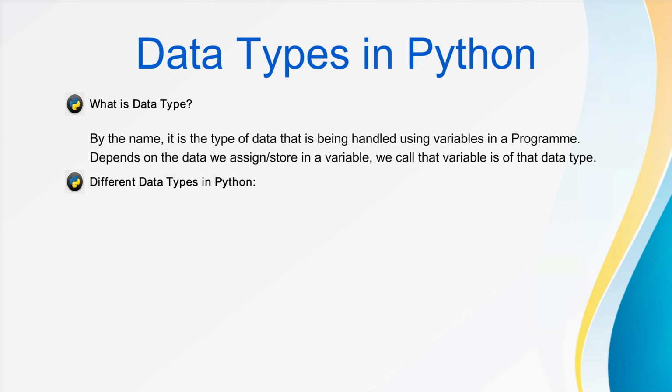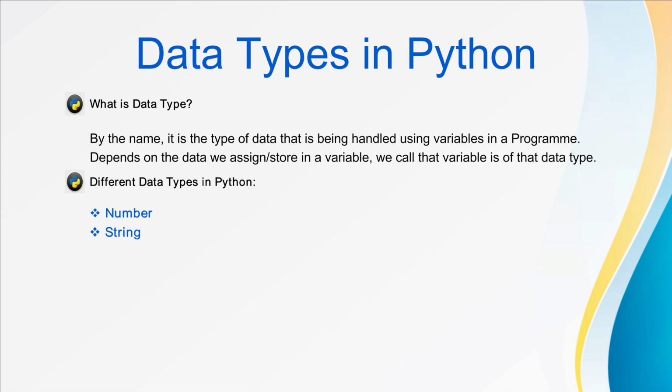Python supports different types of data types. Those are mainly built-in data types and collection data types. The first one in built-in data types is the number data type, which is again classified into three different types. They are integer, float, and complex numbers. And the other data type is string.